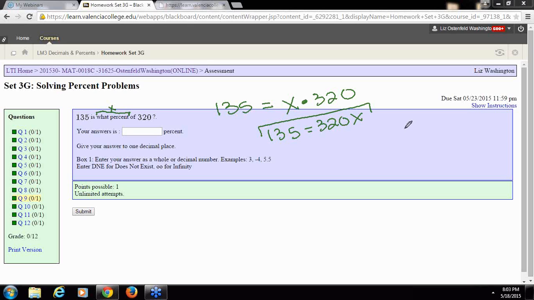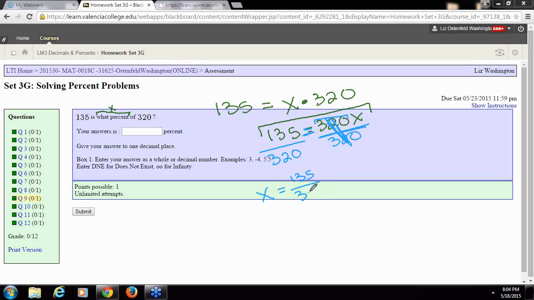Very good. Well, the other way around, actually. So your goal here is to get this variable by itself. So in order to get the variable by itself, I need to get rid of the 320. Since 320 is being multiplied by the x, the only way to undo multiplication is to do the opposite operation, which is division. And since this is an equation, it has an equal sign, that means whatever I do on one side, I also have to do on the other. So here, by doing this, I'm going to get x all by itself.